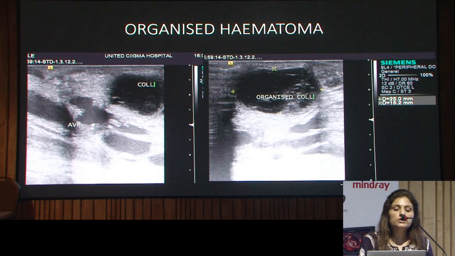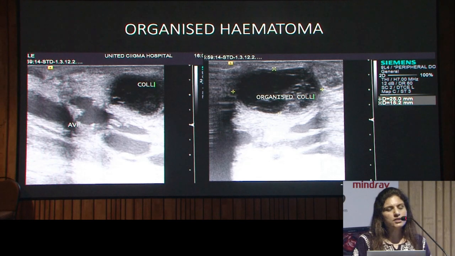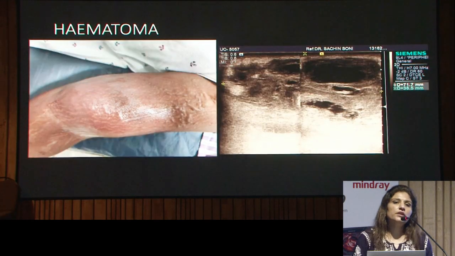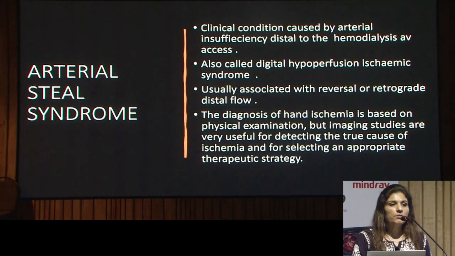Hematomas can be found. So this was a patient with a working fistula and he presented with a swelling, and when we did our Doppler we found just a small collection. These small collections usually resolve on their own, but if they are very large and causing compression over the site of the fistula, yes, we need to go ahead and aspirate them. Again, a hematoma: a patient with a working fistula had a fall, and this is a large hematoma.